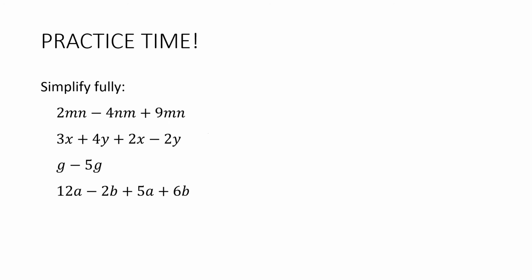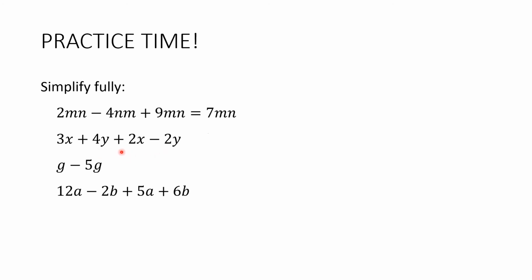2mn take away 4nm plus 9mn. The first thing I notice is that these two are around the wrong way. They should be in alphabetical order. So it should be 4mn, which means all three are like terms, so we can add them together or subtract. So 2 take away 4 is negative 2 plus 9 is 7. Answer 7mn.